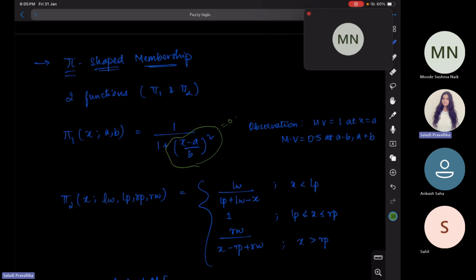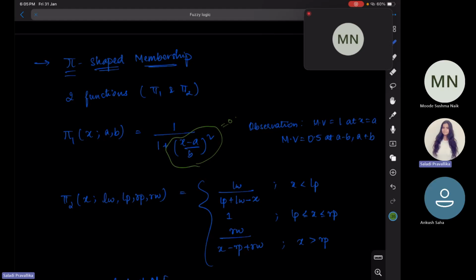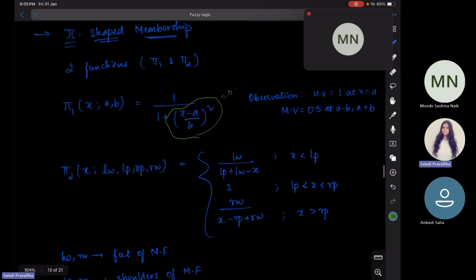We want to find where the membership function is 0.5. Then (x minus A) by B equals 1, so that the denominator is good. So this answer is 0.5 when x is A plus B and when x is equal to A minus B. These are the two observations you need to keep in mind when you're dealing with the pi function.